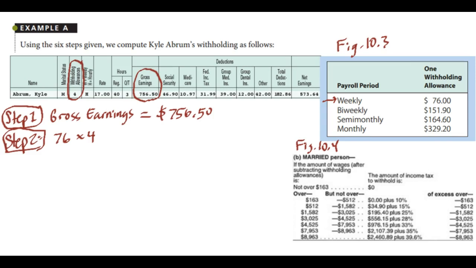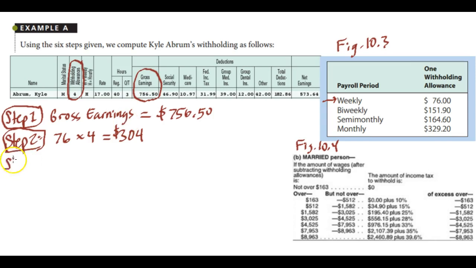It'll be broken down like that in your homework. It'll say something like you're married and you're claiming yourself, and you have 2 children, and so you're claiming allowances for each. Then you'll have to determine that's 4. That might be what Kyle Abram has, and I'm just speculating. He's married, and so I'm thinking the other 2 may be from having children. But anyways, keep that in mind for your homework. So 76 times 4 is 304. So he has $304 from withholding allowances.